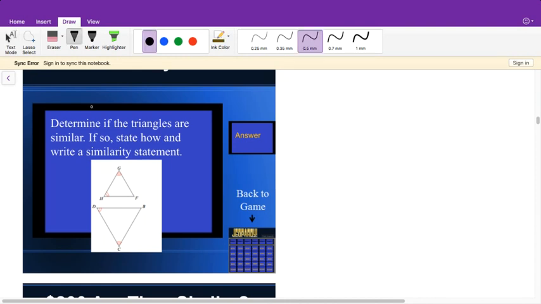All right, so the next one is, are they similar? If so, write a similarity statement. Well, here I see that I have two pairs of angles, so we would say angle, angle. And then it's triangle GFH is similar to triangle, I went from 3 arc marks to none, so CBD.